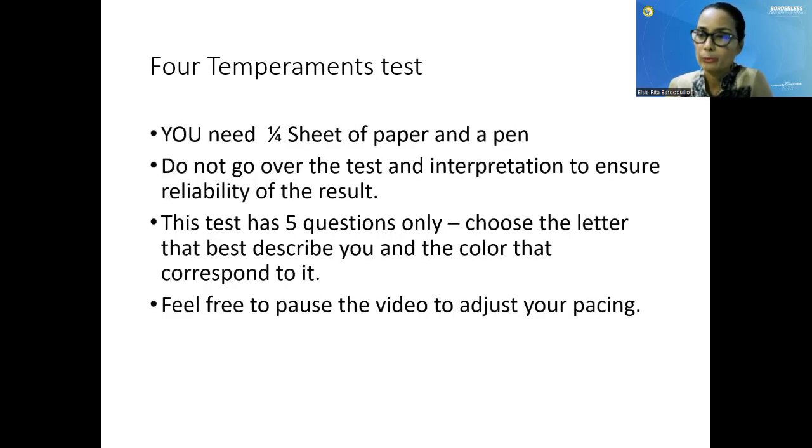This is not 100% true to yourself. Siguro mga ilang porsyento, no? Kasi it's more than 50. Kasi kayo naman ito. Okay? This is a simple test. I want you to experience or take online. So all you have to do is you need 1/4 sheet of paper and a pen. Please do not go over the test and interpretation to ensure that the reliability of the result of the interpretation is accurate. Okay?